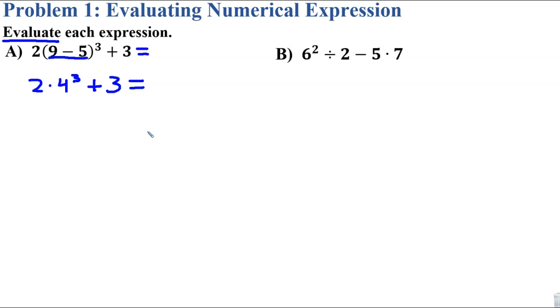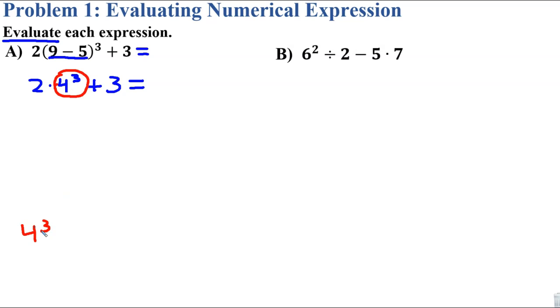Notice as I do this, I'm going to rewrite the entire expression every single time. I'm going to work it down until I get something simpler, until I get the answer. So we've got the P for parentheses. Next up is E for exponents. Let's talk about this exponent, this 4 to the third here. Let's remind you what that means.